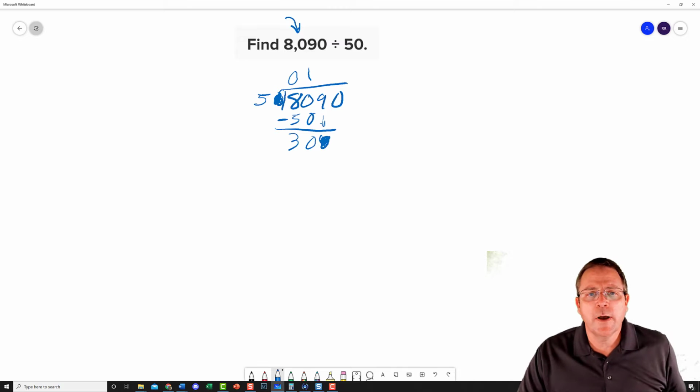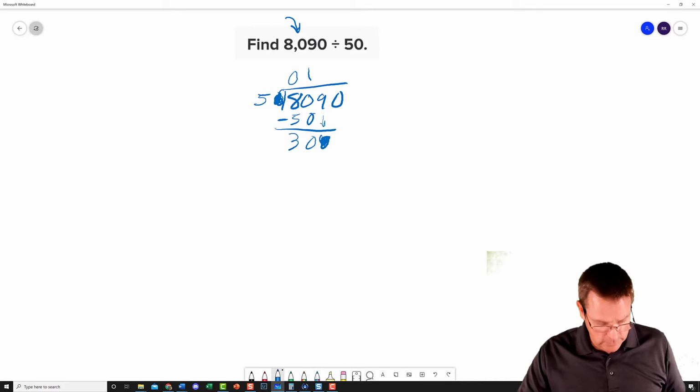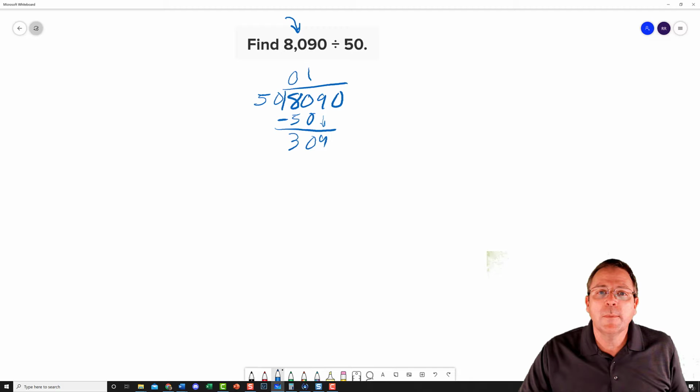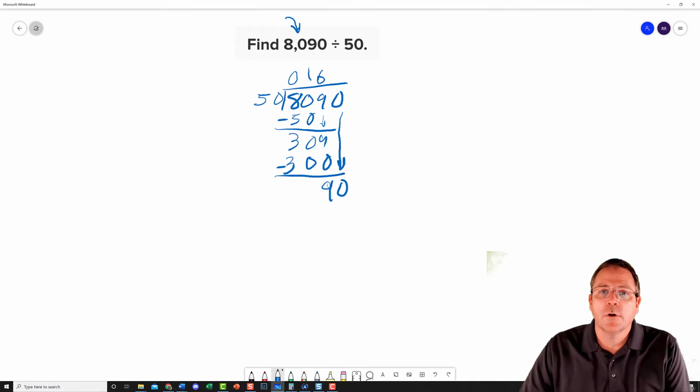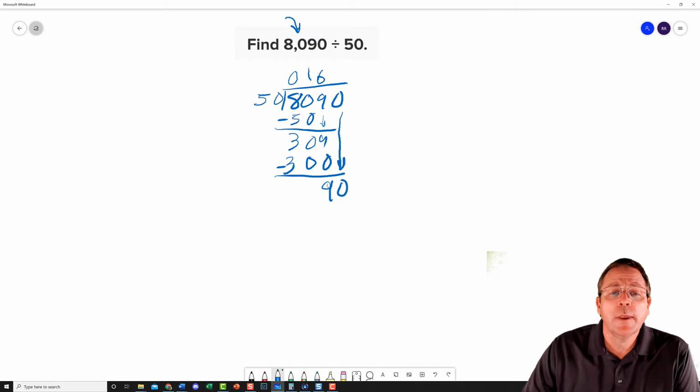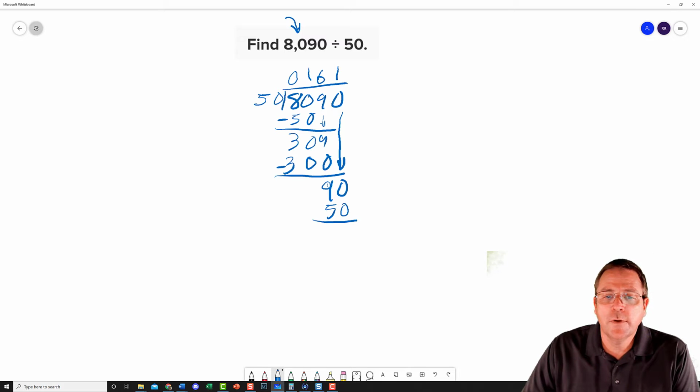How many times does 5 go into 30? It goes into it 6 times, so 6 is going to be the number I'm going to want to start with. And 6 times 50, that's going to be 300. And when you subtract that, you have 9 left over. Bring down that last 0, but I don't think it's going to be enough. Now, 50 goes into 90. How many times? Just once. 1 times 50 is 50, and that leaves 40 left over.